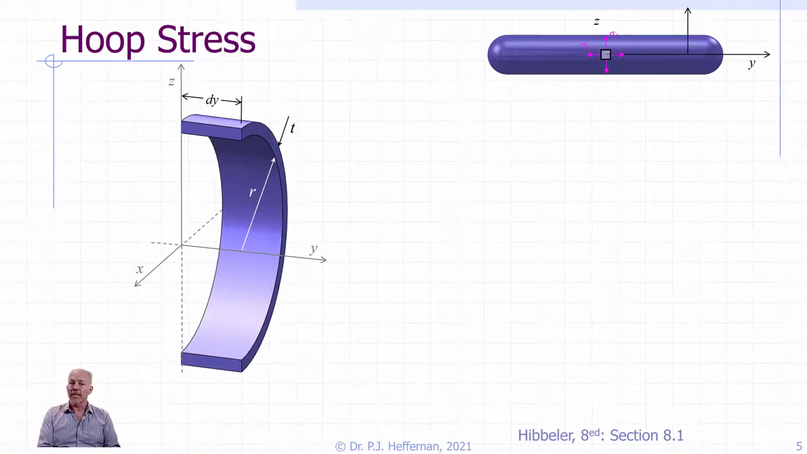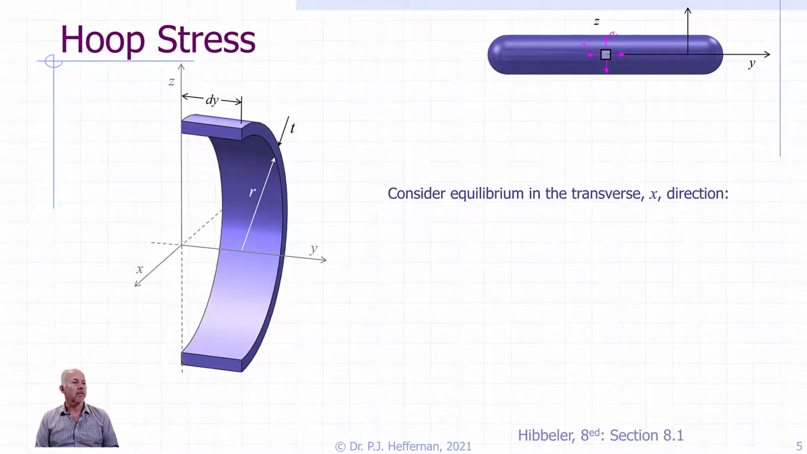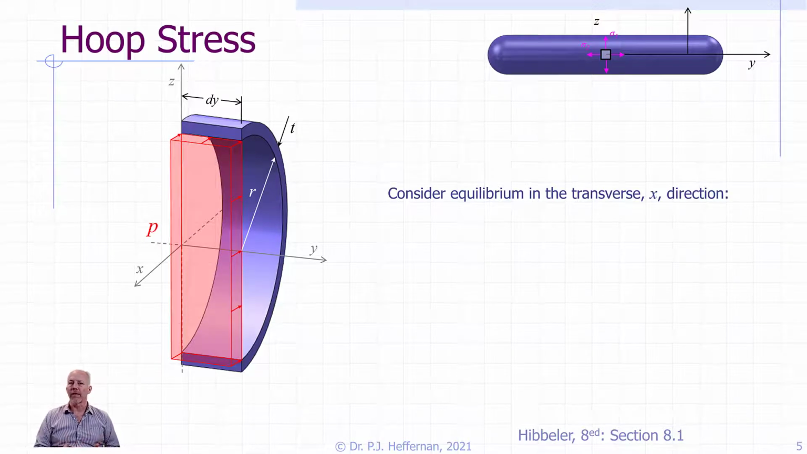So here I've taken a slice out of the cylinder, and it's a width dy. And we have the same restrictions as far as our radius and thickness and everything else. And take note of the axes that we're going to be using, the x, y, and z, just so we can refer to those. So we're going to consider equilibrium in the transverse x direction. So that is going to resist this pressure on this plane.